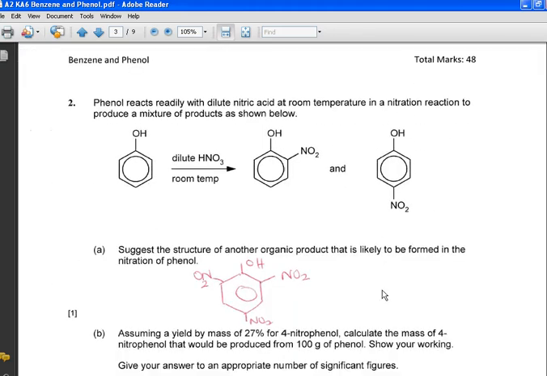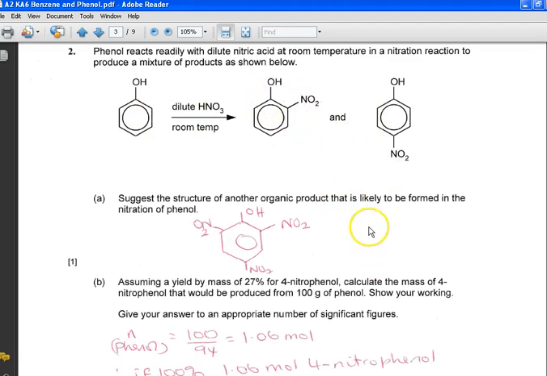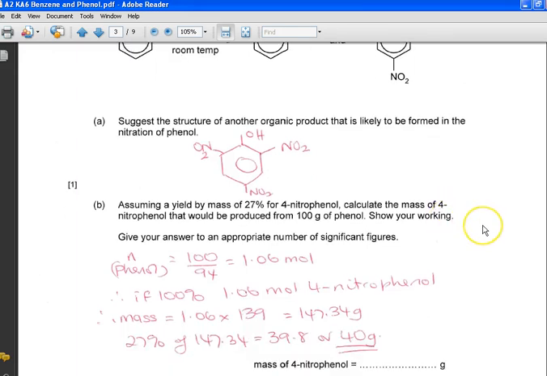Okay, question 2. This is about nitration. So you're given an equation here, and OH is a 2,4 directing group. So if you're going to suggest another organic product, as far as I'm concerned, this is the only one you've got. In the mark scheme, it does say 3-nitrophenol, but I'm not sure how 3-nitrophenol would occur. So as it's a 2,4 directing group, I would just go for that.